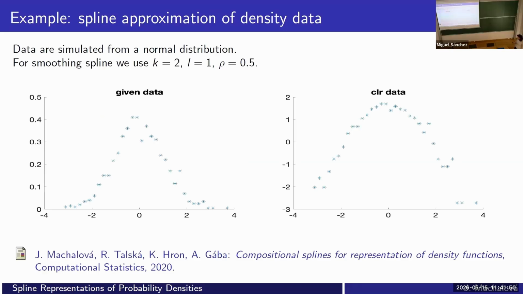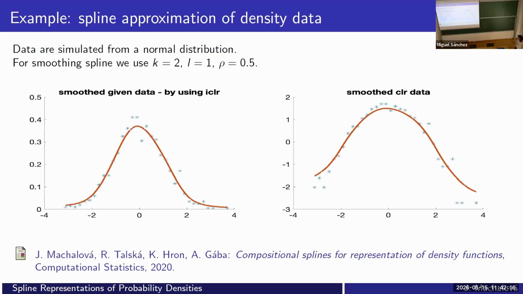Here is a very simple example. So we have data from normal distribution. We did CLR transformation to move them to L2 space. Then we did spline approximation. So it means that we find a spline that approximates this data and has integral equal to 0. Then we use inverse CLR transformation. And it means that we have finally the spline, which belongs to Bayes space and has integral equal to 1.